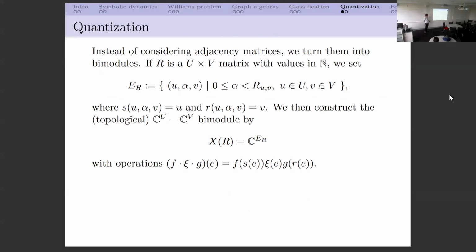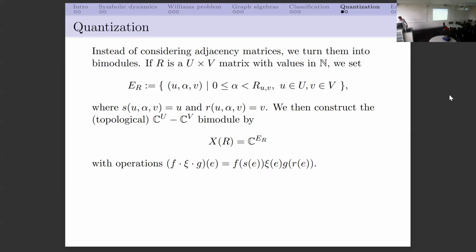Suppose I have a rectangular matrix, a U times V matrix with values in the natural numbers. I construct the analog of the edge set of that matrix, with range and source the same way that it is written here. Then we construct a so-called bimodule. We linearize: we consider functions on this edge set, and we can multiply from the left and from the right by functions on the vertices, by precomposing with the sources and ranges correspondingly. So this is just like a bimodule over the complex numbers.